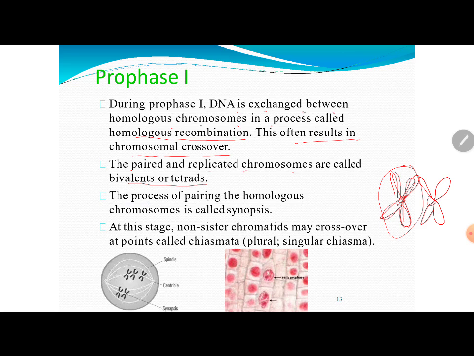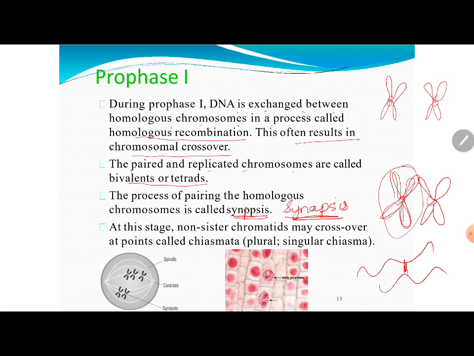The process of pairing the homologous chromosomes is called synapsis. Where you have chromatids like this, thin, when you pair them up together, that is called synapsis. At this stage, the non-sister chromatids may cross over at points. For example, this is a sister chromatid and this is another chromosome. They are non-sister chromatids now.